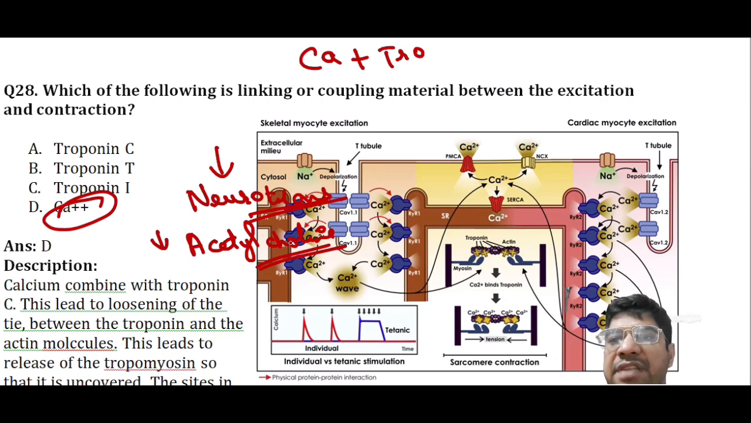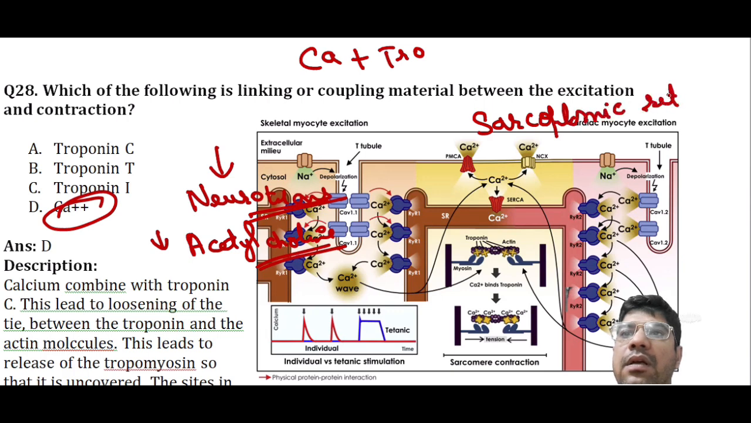It is just like flipping a switch to turn on the light. So inside the muscle cell, there are special storage units that are known as the sarcoplasmic reticulum. They release the calcium ions.